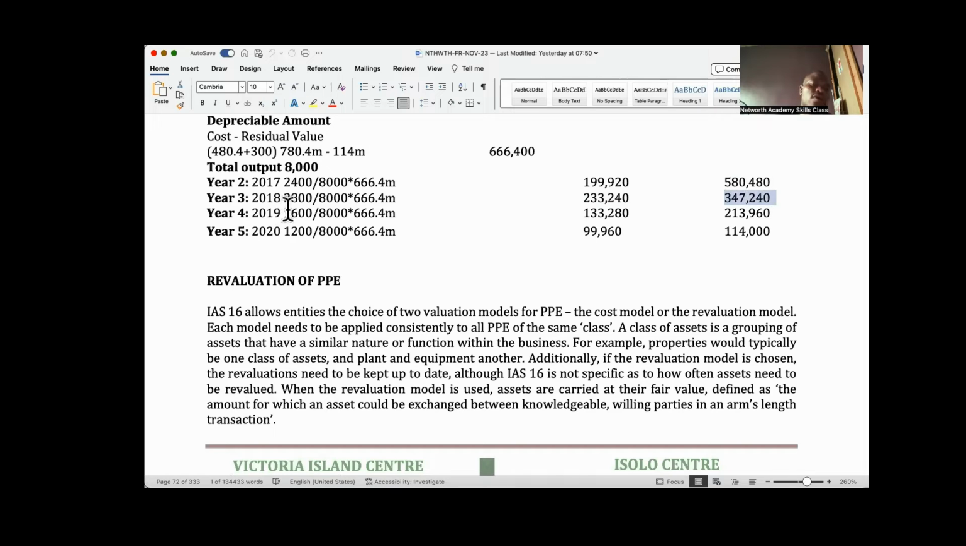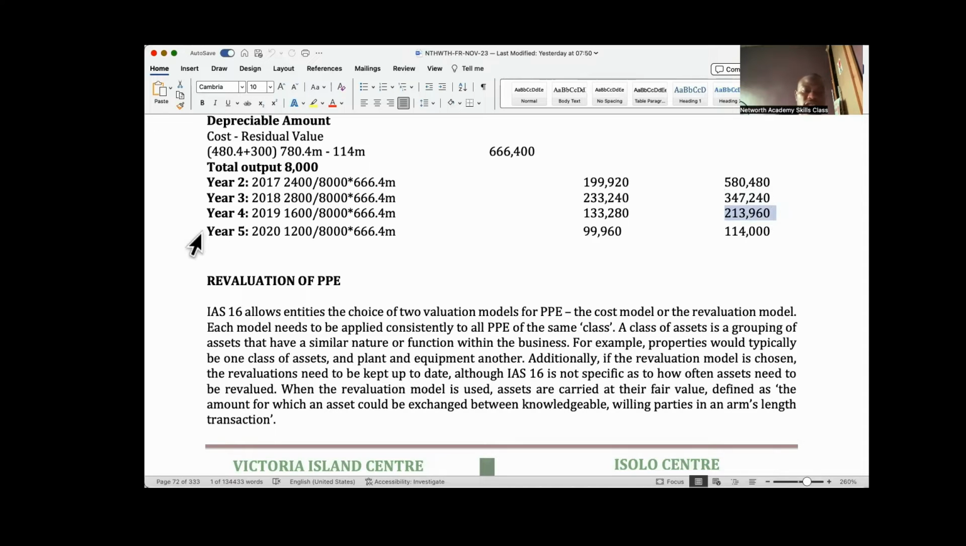In year four, I doubled the output also to 1,600. Then that is over 8,000 multiplied by the depreciable amount. That gives me 133,280. By the time I remove that from my earlier carrying amount, I have my carrying amount for this year as 213,960.